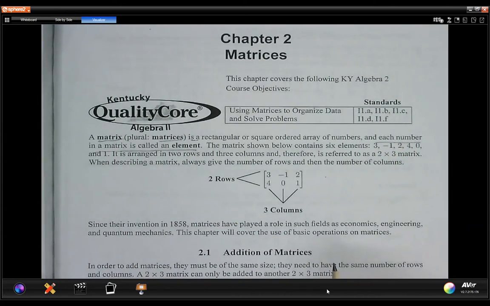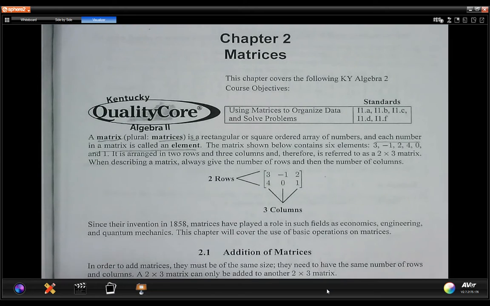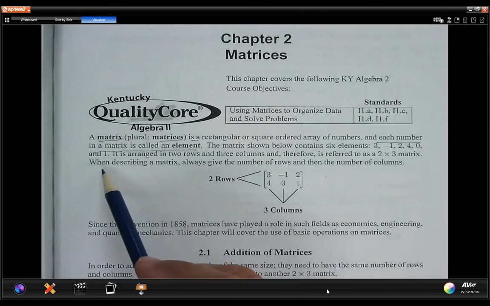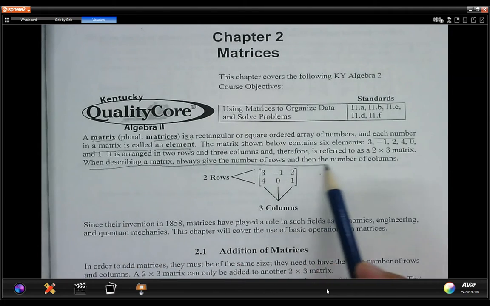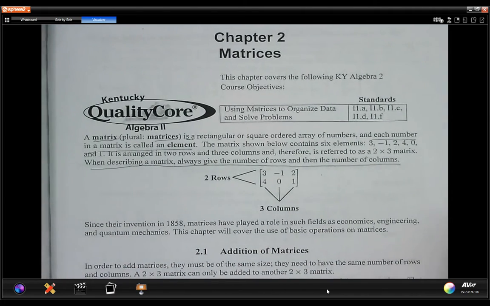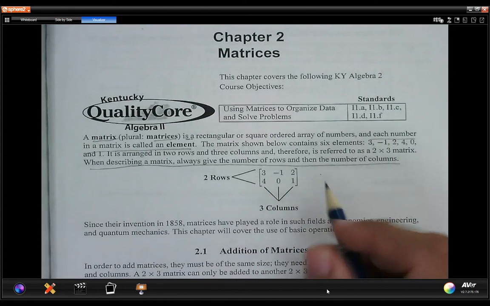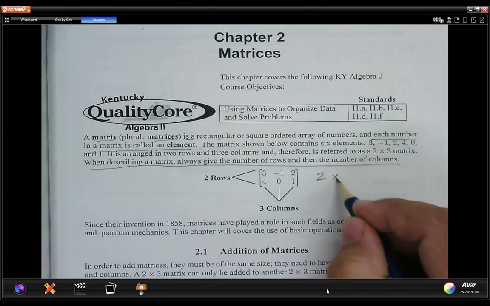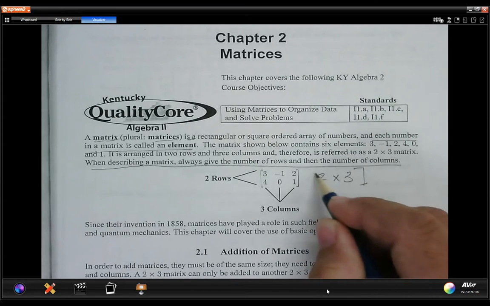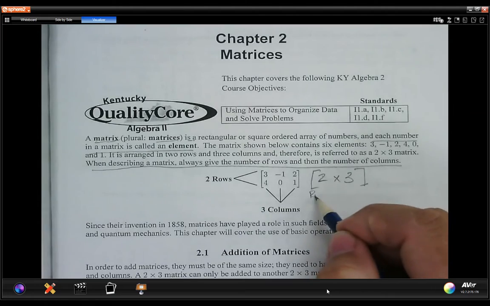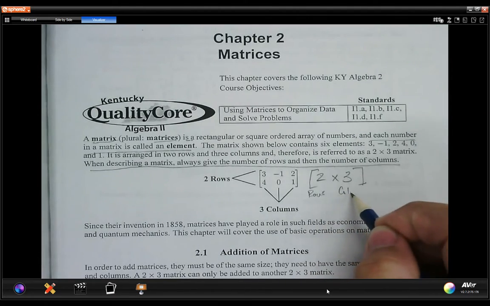A lot of this we've kind of already looked at. We took a little bit of a look into this in our last chapter on systems. But again, I'm just highlighting some of the key things. You can read every piece of this if you want. It says when describing a matrix, always give the number of rows and then the number of columns. So if I'm describing this matrix right here that they're giving me, I have 2 rows and 3 columns, so it's a 2 by 3. That's the way you describe that particular matrix. You always describe the rows first, and then you talk about your columns.